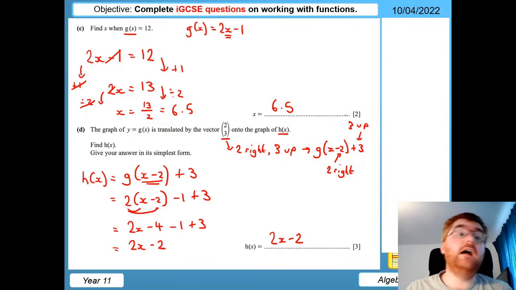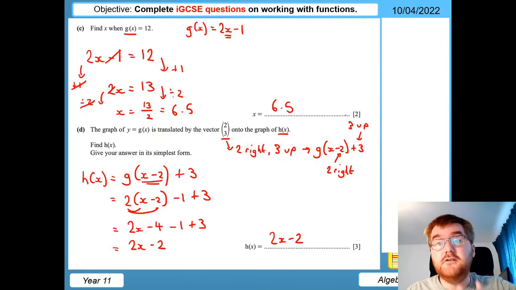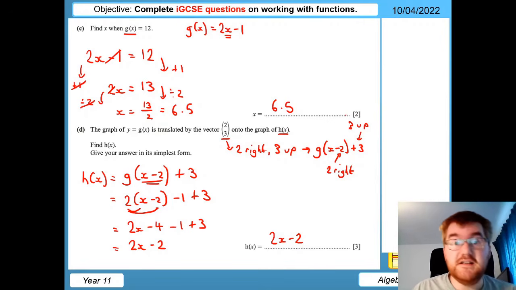And to get the higher marks on the function questions, you need to be able to tie in functions into some difficult algebra that we've seen already in this video, or using transformations of functions.